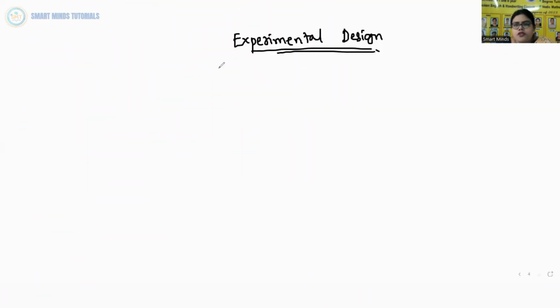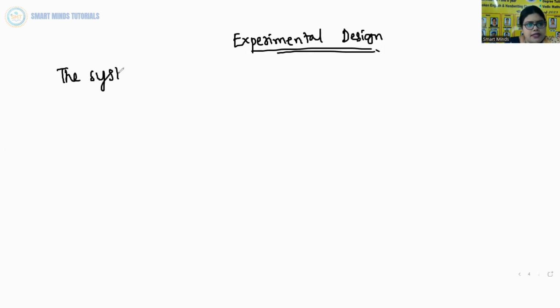So this is today's topic which we are going to cover, that is experimental design. Okay, so first let me explain what experimental design is. The systematic design of an experiment which may define the degree of uncertainty in an experiment is called experimental design. Okay, so write the definition.